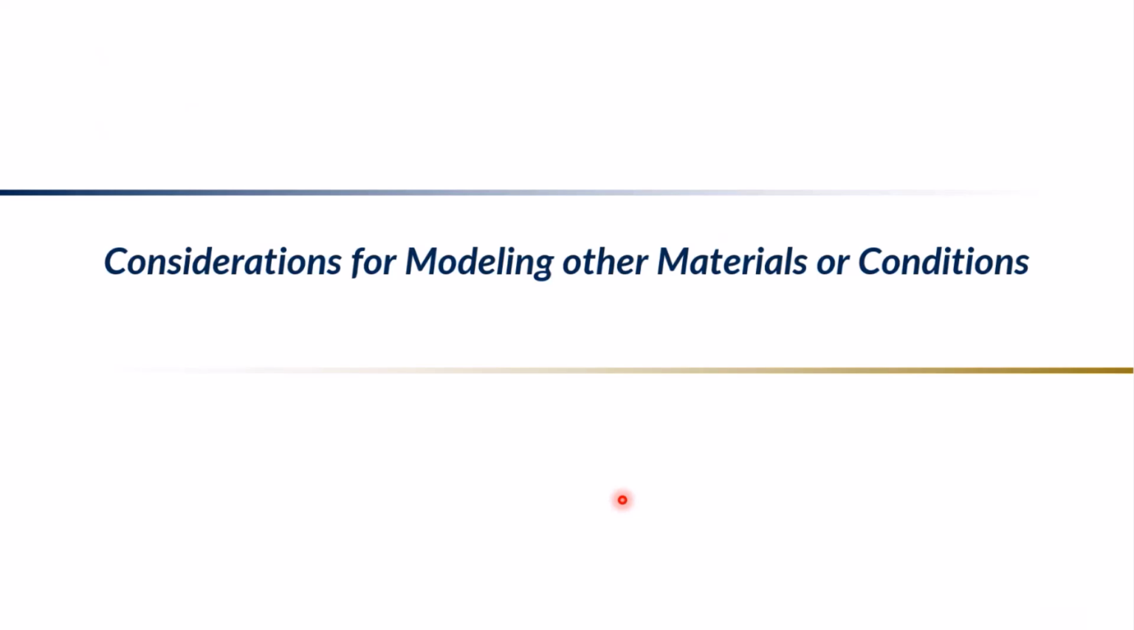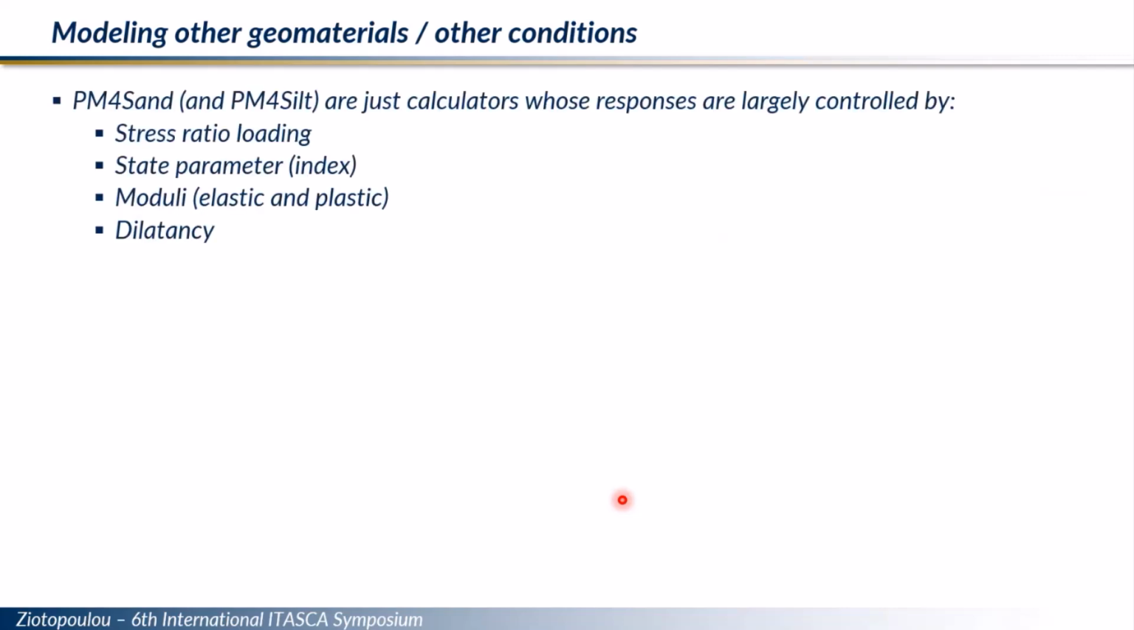And now for the third part, I want to wrap up with some considerations for modeling other materials and conditions. And this is to answer the question, can I use PM for sand or PM for silt for that soil? I have a rock fill. Can I use it? What should I do? And the question is, how much have you characterized your material and what do you think the model can or cannot do? So the answer is yes, provided that you recognize that both models are just calculators.